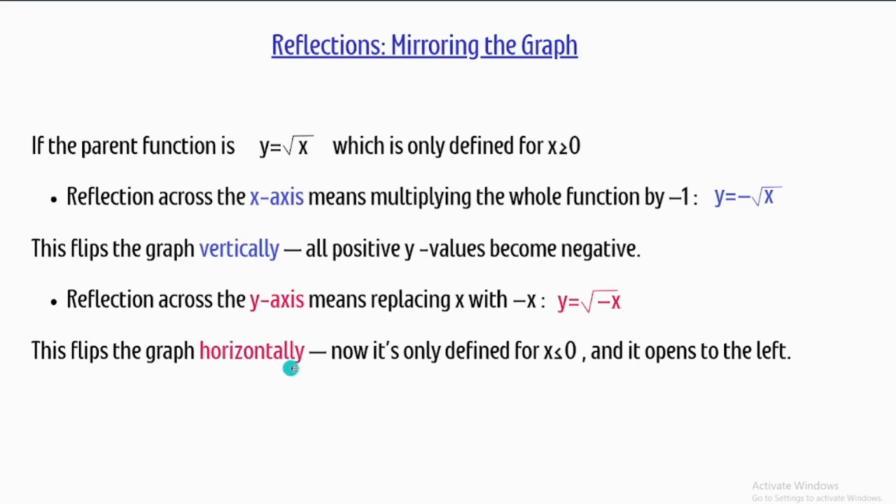This flipped the graph horizontally. Now it's only defined for x less than or equal to 0. Why is it now less than or equal to 0? Because we put a negative inside the root, so the radicand must be positive. So negative and negative will become positive, and it opens to the left.